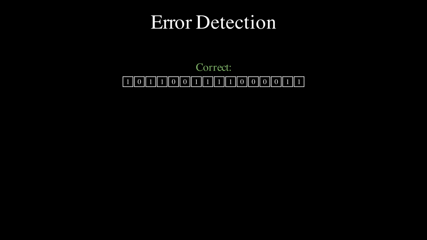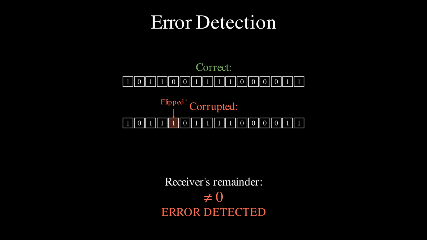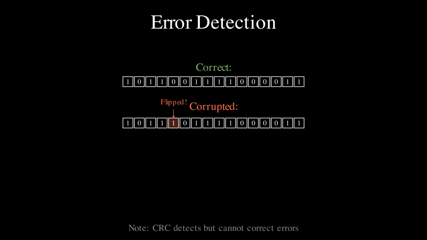Here's our correctly transmitted message. Now imagine bit position 5 gets flipped during transmission. A 0 becomes a 1. When the receiver divides this corrupted data by the generator, they get a non-zero remainder. The error is detected. CRC can detect single-bit errors, double-bit errors, and many other error patterns with very high probability. However, CRC cannot correct errors. It only tells you that something went wrong. The receiver would need to request retransmission.